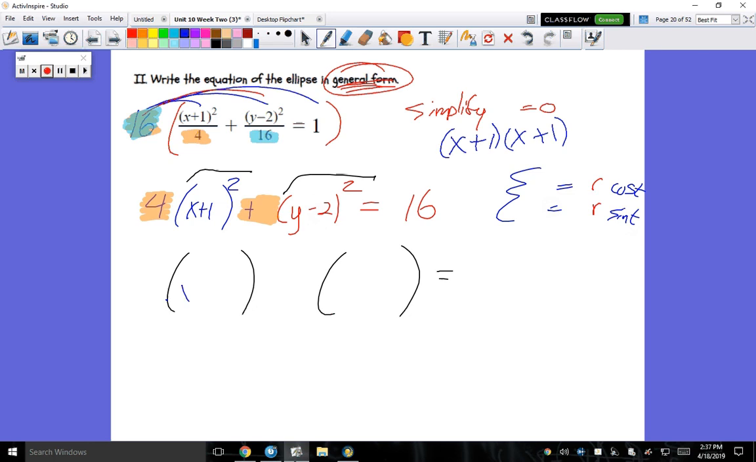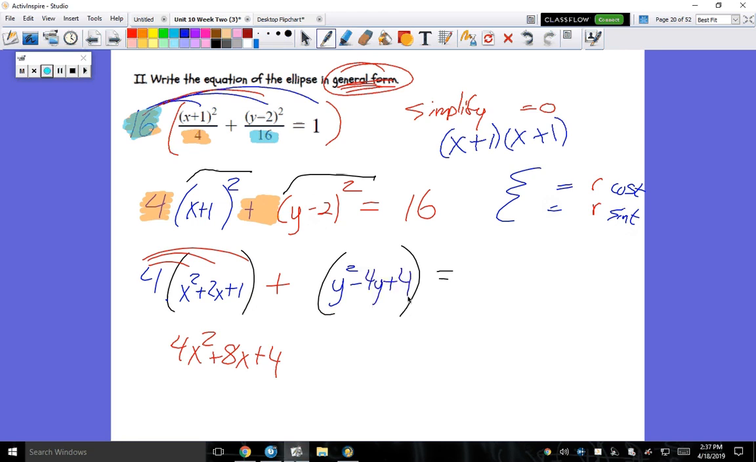X squared, keep going, plus 2x, keep going. Perfect. So we have 4 times this that's going to distribute, and all we're doing is basic distributing after that. So you get 4x squared plus 8x plus 4, and anyone, what would I get y-wise? Y squared minus 4y plus 4. Yep.